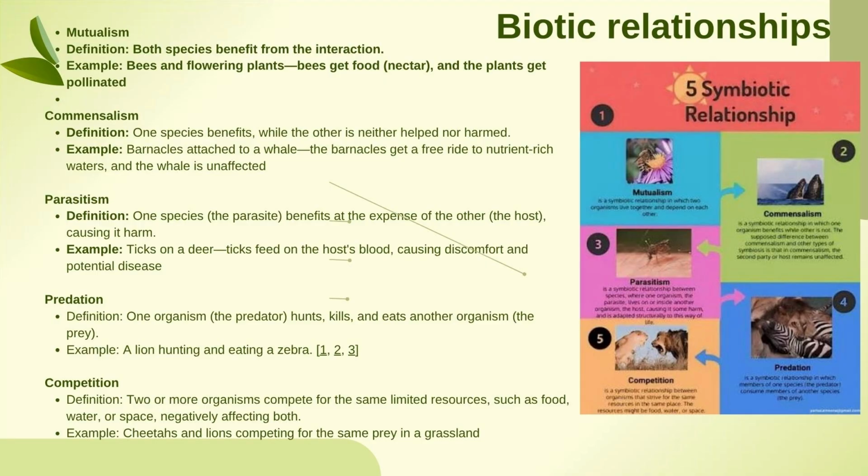Next, coming to predators or predation. One organism hunts or kills and eats the other organism, that is the prey. Lion hunting a zebra or lion hunting a deer. So this comes under predation. Competition. There are two or more organisms which compete for the same limited resources such as food, water and space, which negatively affects both of them, like cheetah and lions competing for the same prey in the grassland. So neither of them is benefited but both have the negative impact.